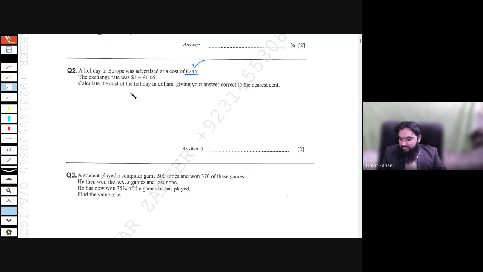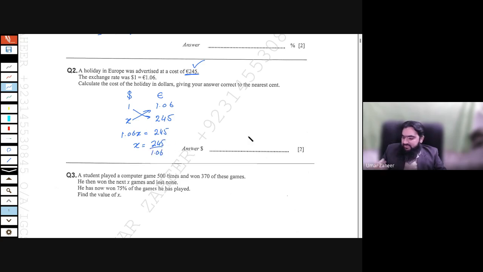The easiest way: you have dollars, you have euros. The cost of $1 is 1.06 euros. You have to find the number of dollars when the euros are 245. Is it clear? Just arrange it like this and then do the cross multiplication. It will be 1.06x is equal to 245 multiplied by 1, which is 245. 1.06 is multiplying, so you have to divide.